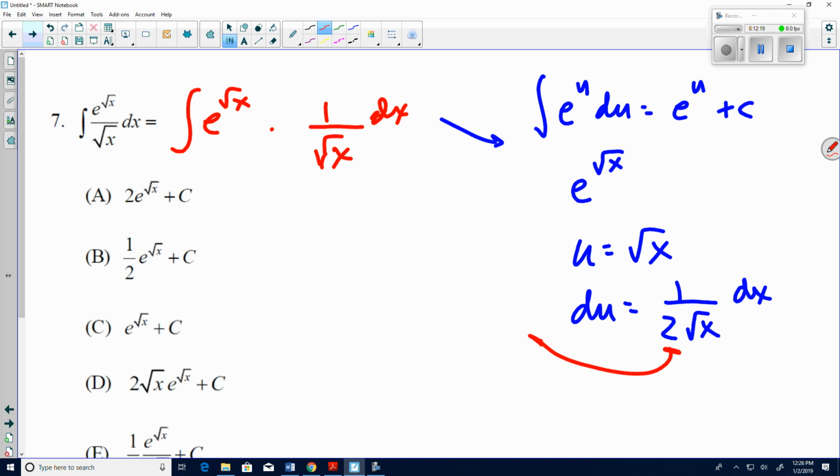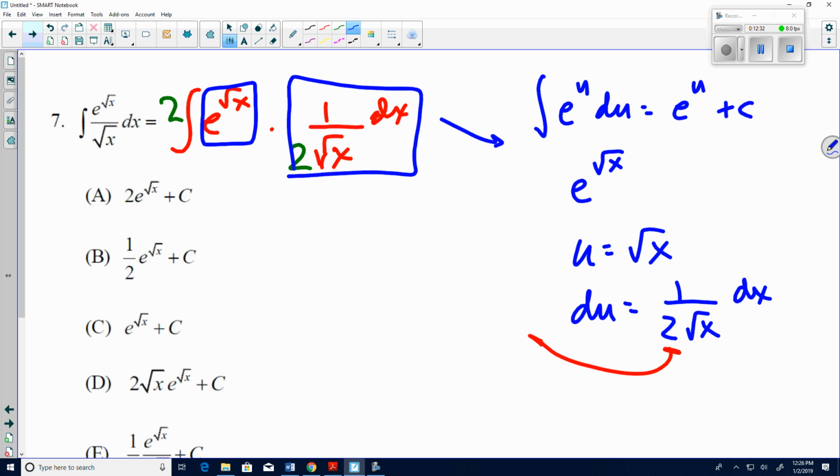So we'll go ahead and put that in the denominator and balance it with the 2 in the numerator. So now, just looking at the structure, we have the integral of e to the u, and we have du. So the answer is going to be 2e to the root x plus your constant. 2e to the root x plus your constant, choice A.